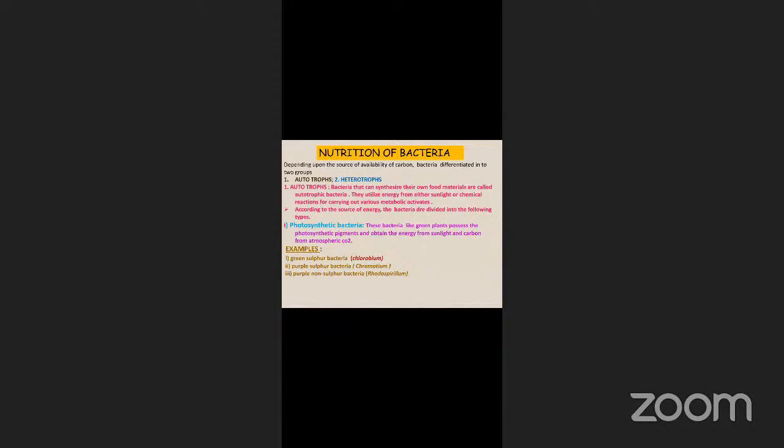Autotrophs, the bacteria that can synthesize their own food materials, are called autotrophs. They utilize energy from either sunlight or chemical reactions for carrying out various metabolic activities. What is the metabolic activity? The metabolic activities are catabolism and anabolism. Photosynthesis is an anabolic process.